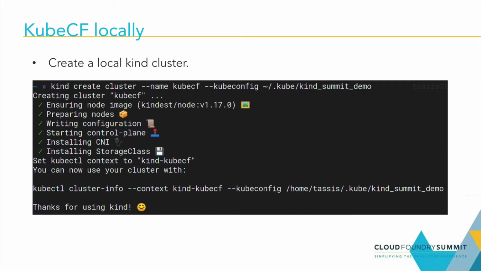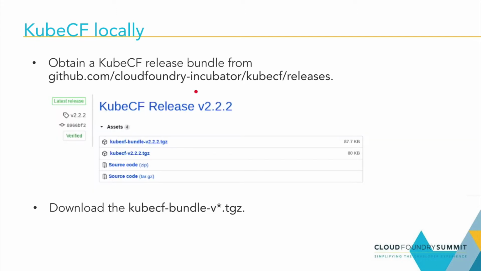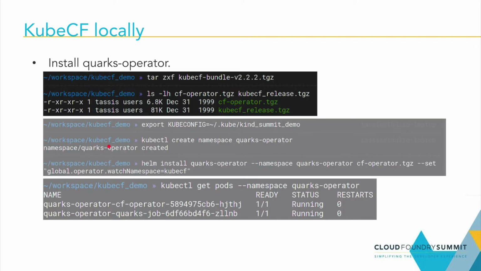First, we create a kind cluster, calling kind create cluster. You give it a name. In my case, I also gave it a kubeconfig path, and then you obtain a KubeCF release bundle from the KubeCF repository. In my case, it was 2.2.2, and you have to download this file, specifically the bundle. And then if you extract the bundle, you will see that there are two files. One is the CF operator, and the other is the KubeCF release. Those are the charts that we are going to install.